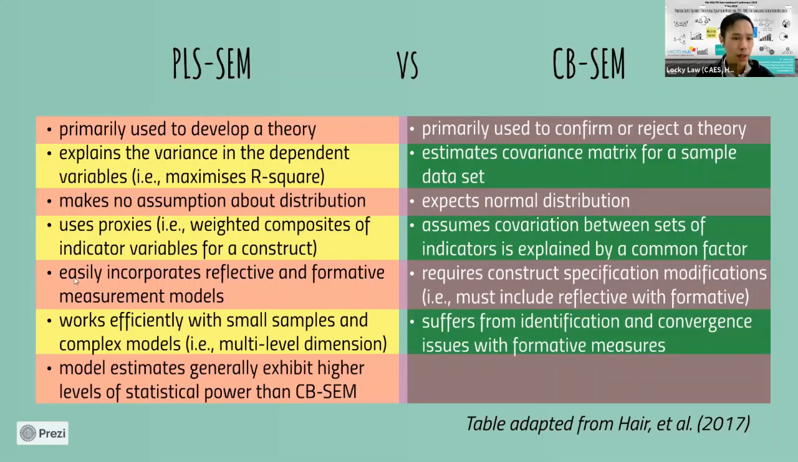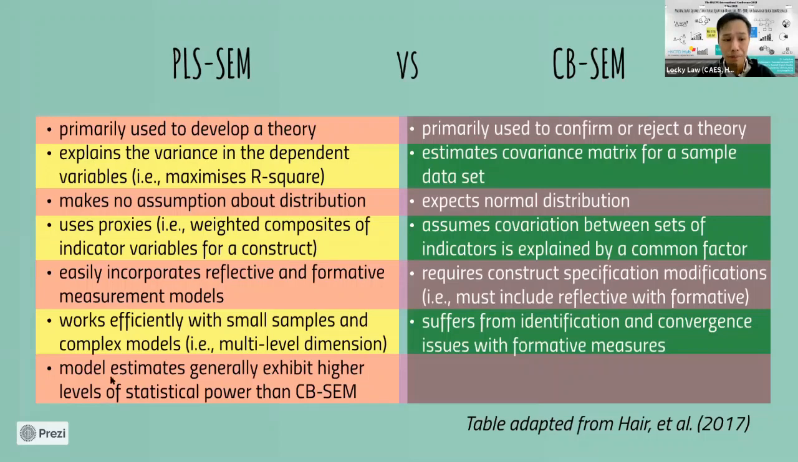The next good one for PLS SEM is that it easily incorporates reflective and formative measurement models, as you just saw in the previous slide. So you have different ways to ask questions, whereas with CB SEM you still can do that, but you cannot have formative questions alone. You must add reflective into it in order to facilitate the calculation.